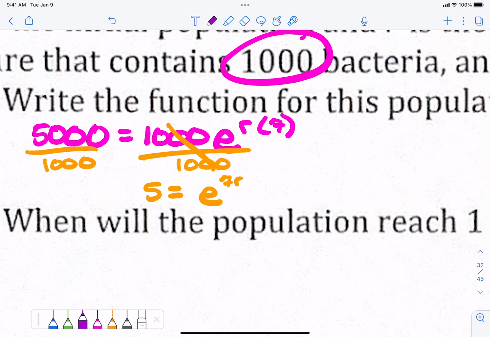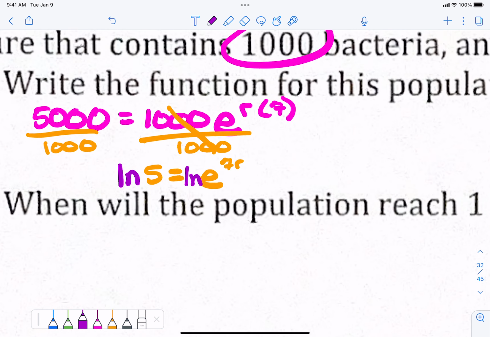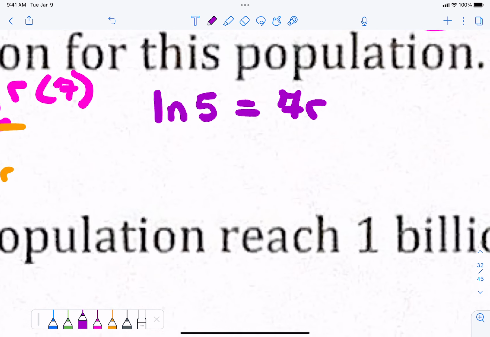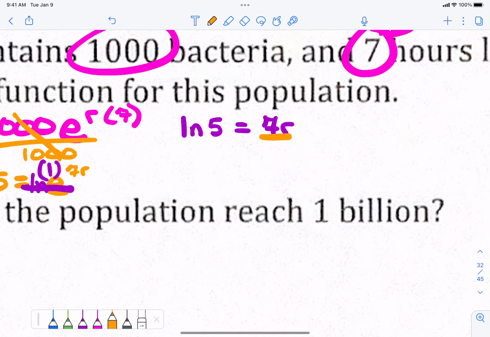So what we did yesterday was we put an ln in front of both sides, right? Now, this is the really fancy thing when you have an e involved in your equation, because ln and e are inverses, which means they cancel out and become like 1. The 7R kind of comes down out of the exponent. So this is like saying 1 times 7R, which is just 7R. So we have ln of 5 equals 1 times 7R, or 7R. Then to solve for R, all I have to do is divide by 7.